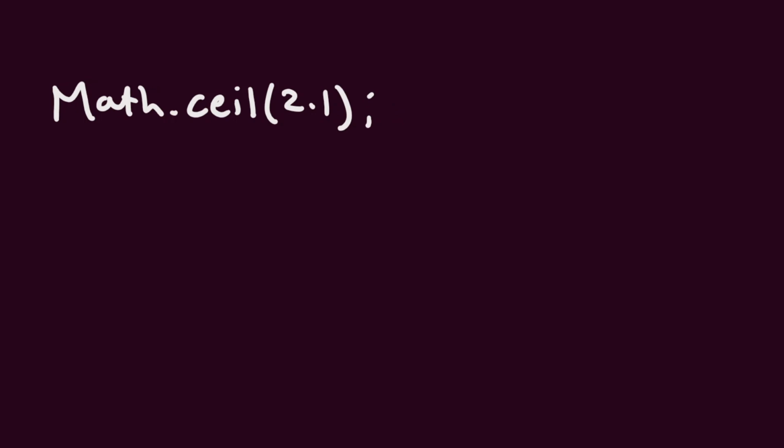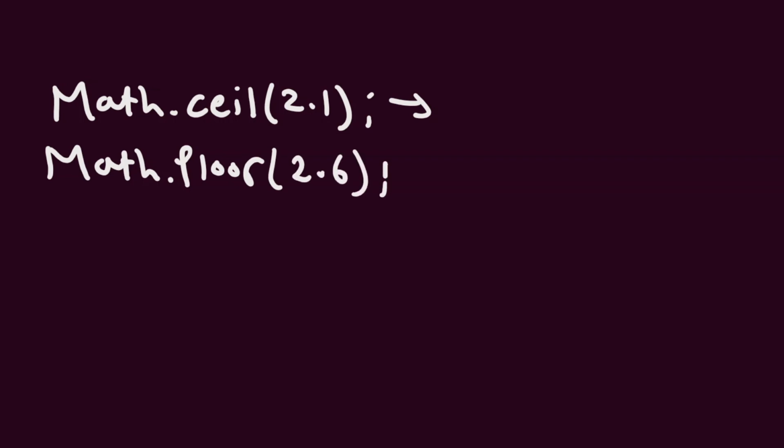Now we're going to go on about rounding. So there's something called Math.ceil. This rounds a value up. So let's say you put in 2.1. Okay, this rounds the value up to 3.0. Now then there's Math.floor. Okay, this rounds a value down. So if you have 2.6, it rounds it to 2.0.